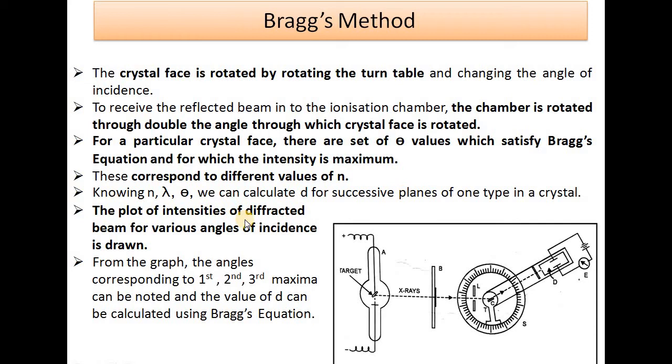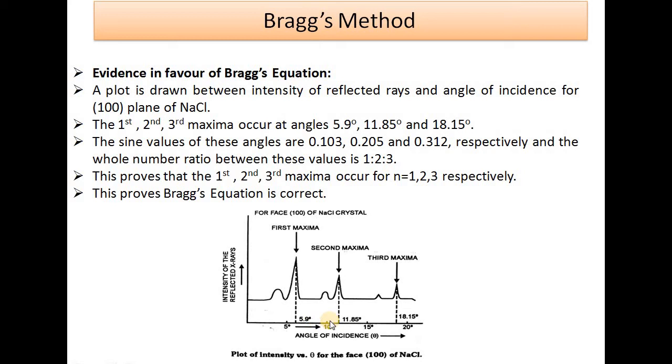The plot of intensities of diffracted beam for various angles of incidence is drawn, and from the graph, angles corresponding to first, second, third maxima can be noted to determine the value of d. From this graph, we can easily find the value of theta corresponding to different values of n. For n equal to 1, its value is 5.9. For n equal to 2, its value is 11.85. For n equal to 3, its value is 18.15. So these are the first, second, third maxima occurring at angles of 5.9, 11.85 and 18.15 degrees.